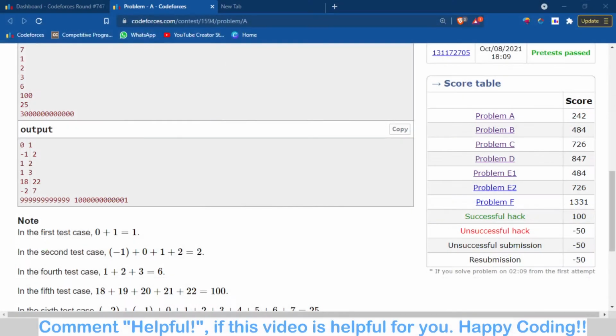So I hope you understand what I am trying to say. So let's move towards the code part.